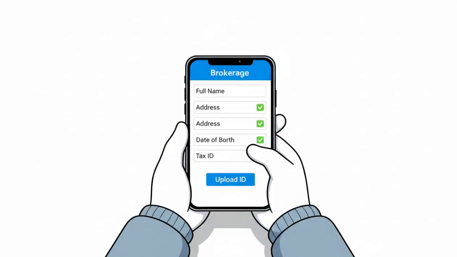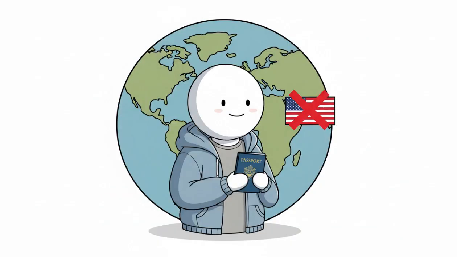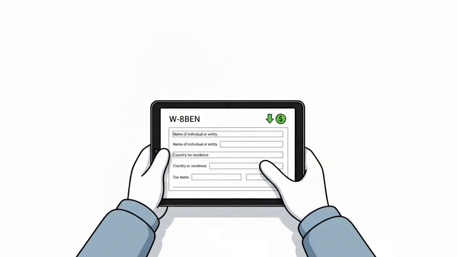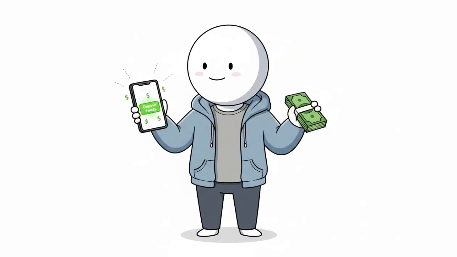When you sign up, you provide your legal name, address, date of birth, tax identification number, and upload an ID for verification. This usually takes about 10 to 20 minutes. If you're outside the United States, your broker will likely require you to complete a W-8BEN form to reduce dividend withholding tax. Once your brokerage account is approved, the second step is funding it.